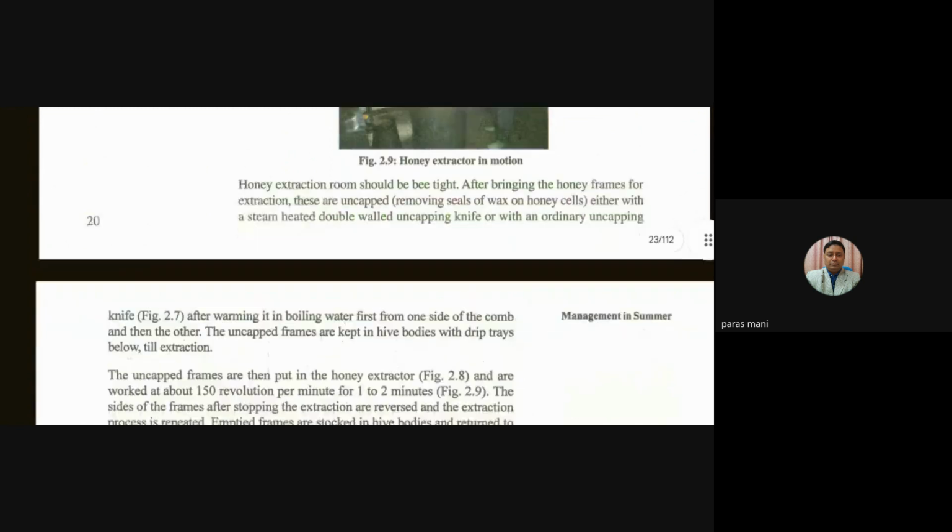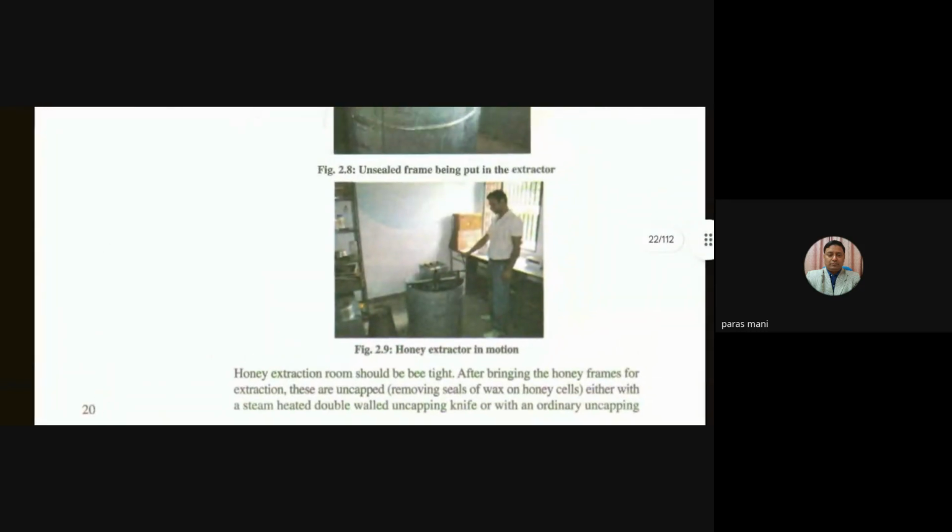At the bottom, there will be a tap. When we turn on the tap, the honey flows out of the chamber, and that will later be filtered using mesh-like structures, and later that will be processed.